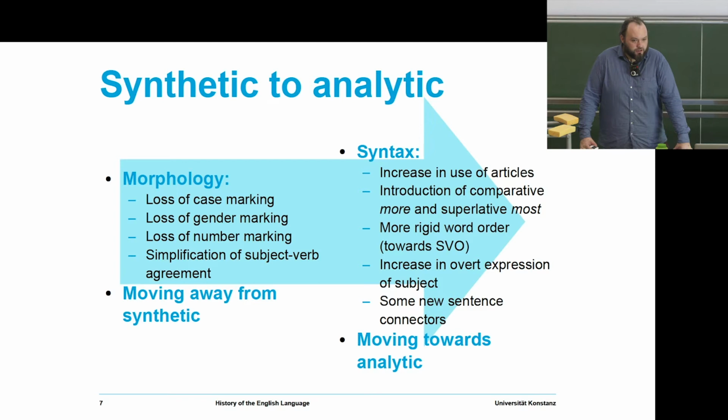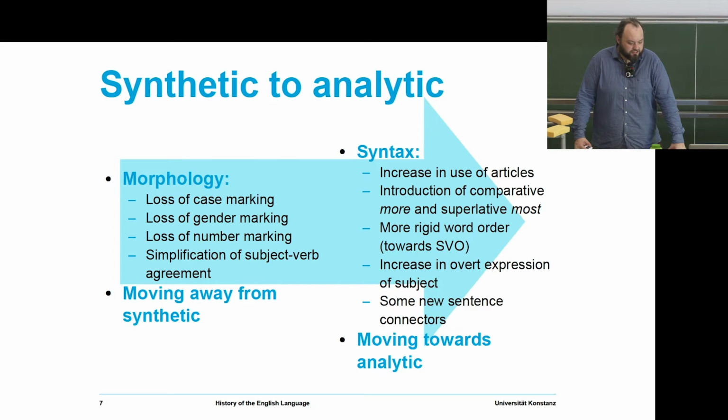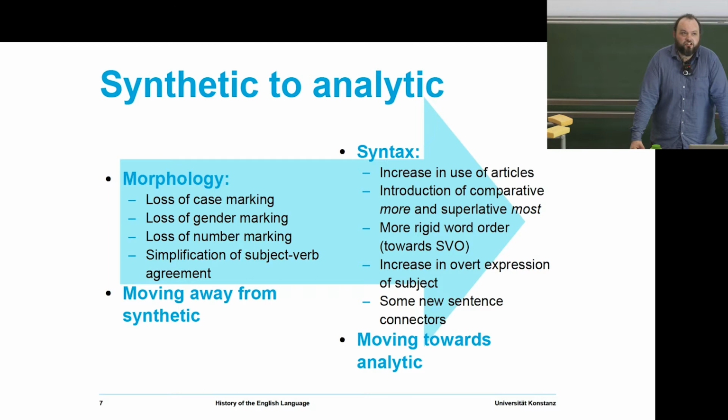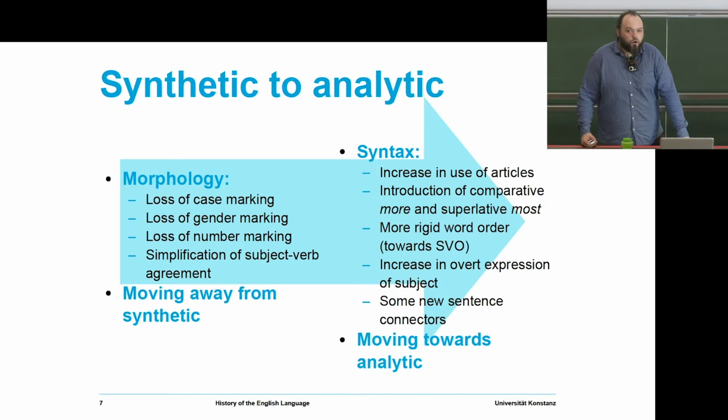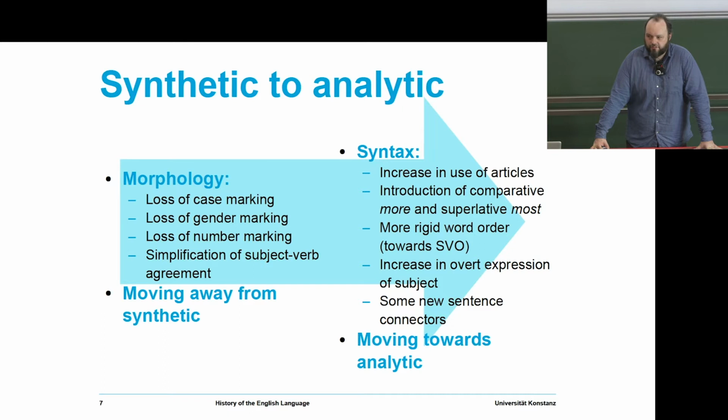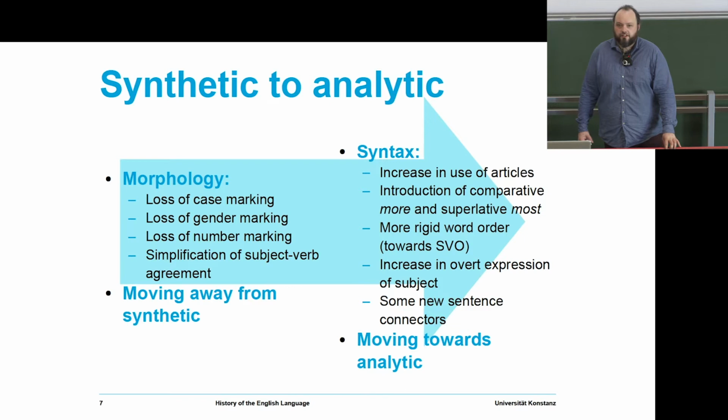We see the subject appearing more, so we see an increase in the overt expression of subjects. And we also see some new sentence connectors. So we see additional conjunctions, so coordinating conjunctions and subordinating conjunctions, that link different clauses together. And all of these are features that move English more in the direction of an analytic language. So the big picture here is that we've got a trend from synthetic to analytic at this point.